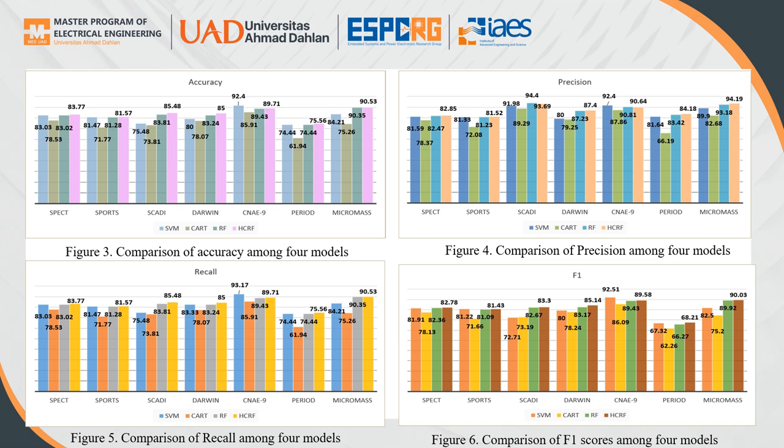Accuracy of HCRF is improved by 0.1% to 6.32% compared to SVM, and by 0.18% to 1.76% compared to RF. In Figures 4-6, the precision, recall and F1 score of HCRF have been improved to varying degrees with a similar trend.